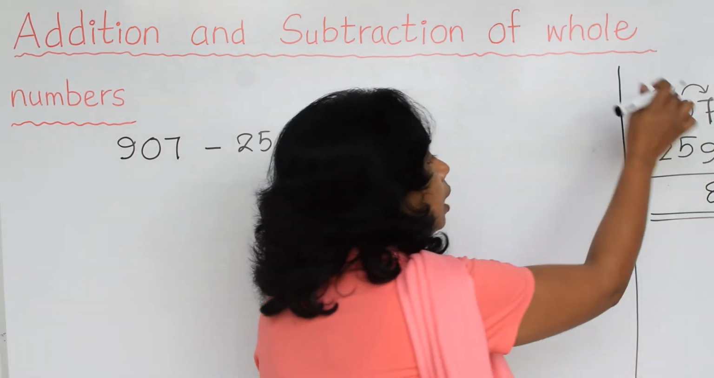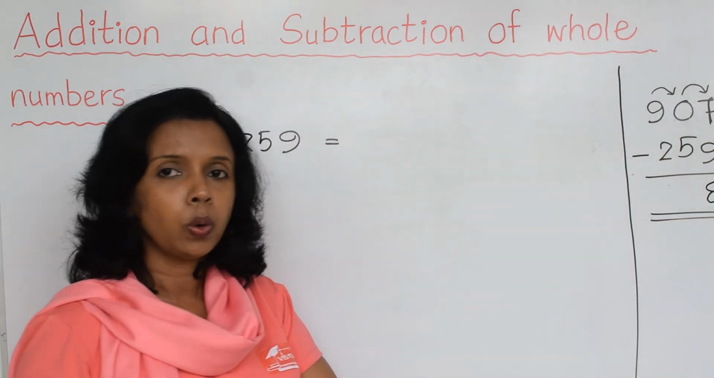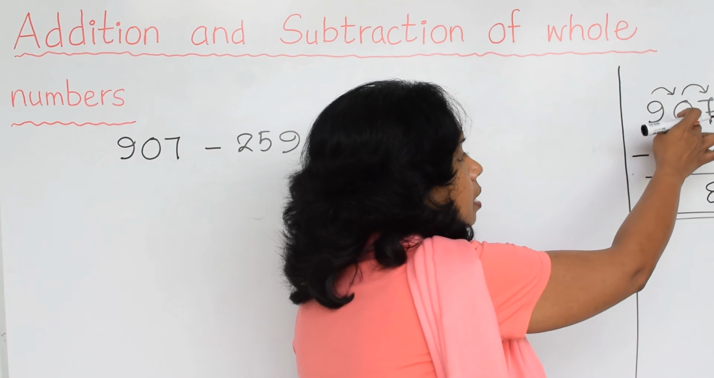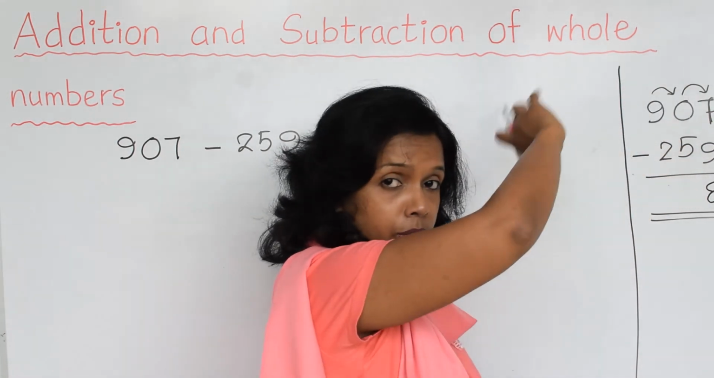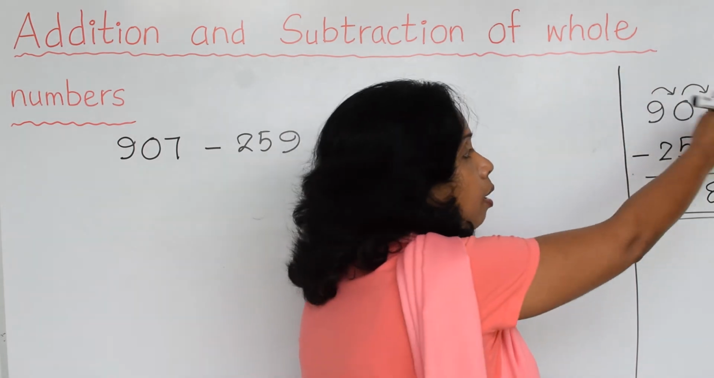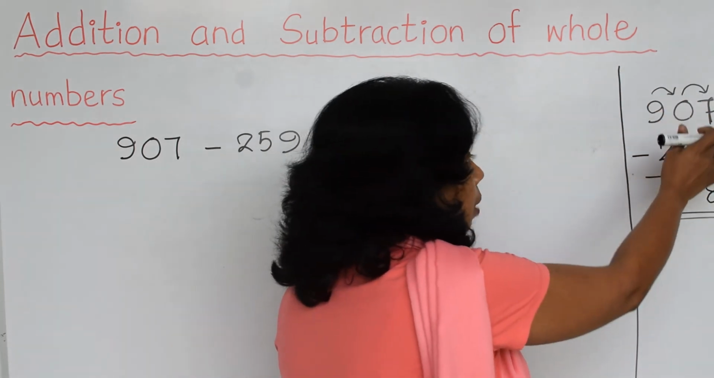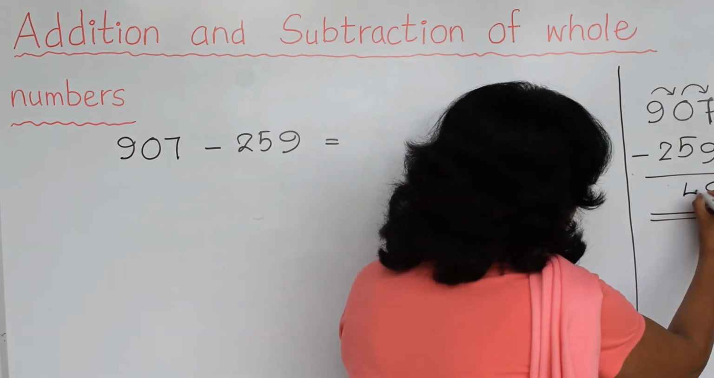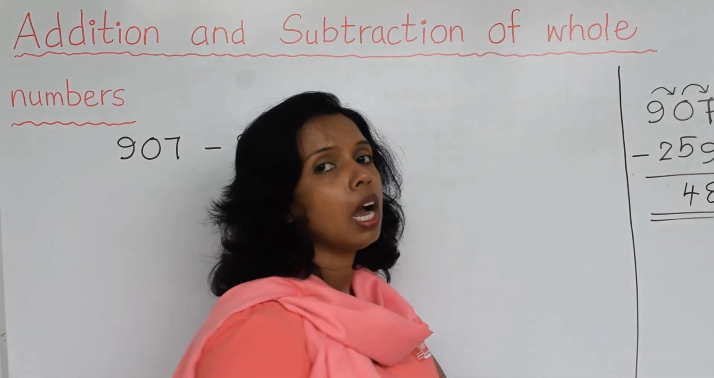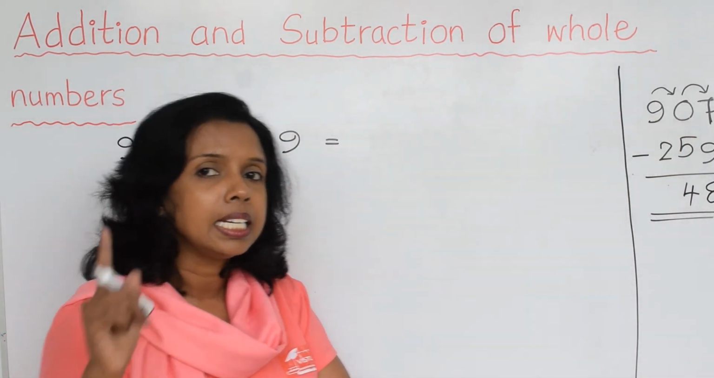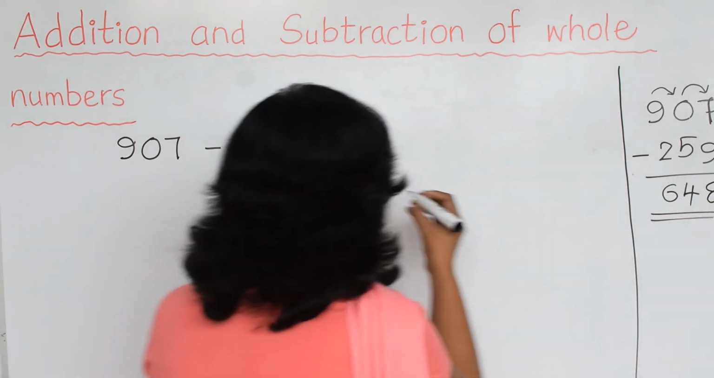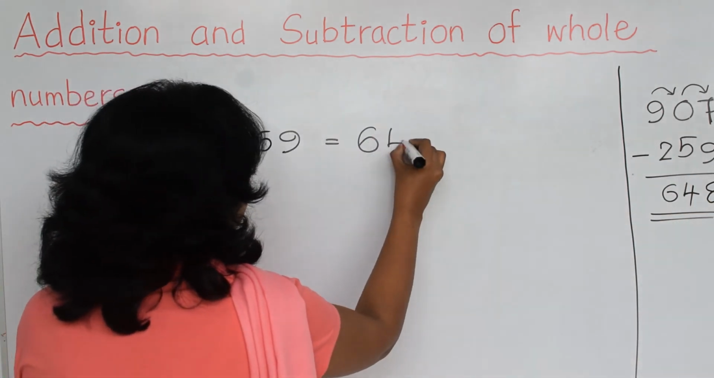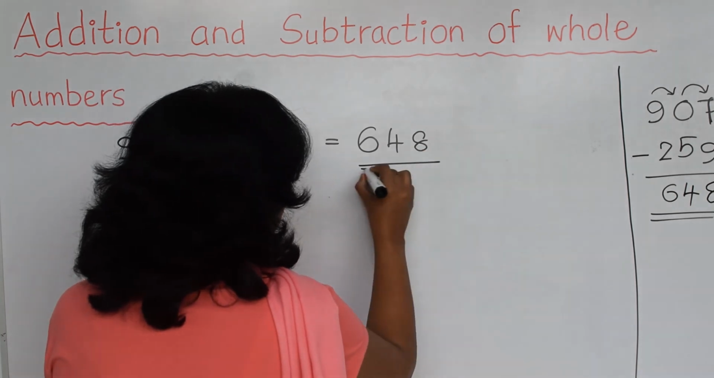Now what happened for him? Now here it is 9. Earlier he had 10 after borrowing from next door. Now he gave me 1, now he has 9. 9 minus 5, it is 4. Now what happened to him? Now it is not 9, it is 8. 8 minus 2, it is 6. So the answer is 648. Hope it is clear for you.